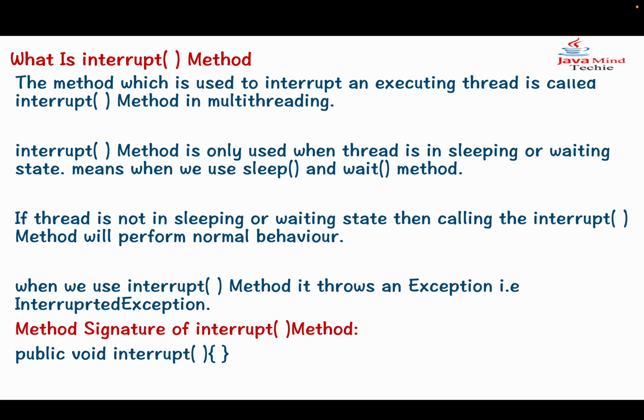Then guys, when we use the interrupt method, one famous and well-known exception arises. That exception is called InterruptedException, because you're going to interrupt an executing thread. That's why you will get InterruptedException. You may handle it with the help of try-catch or the throws keyword. Correct? Then the next point: what is the method signature of the interrupt method?